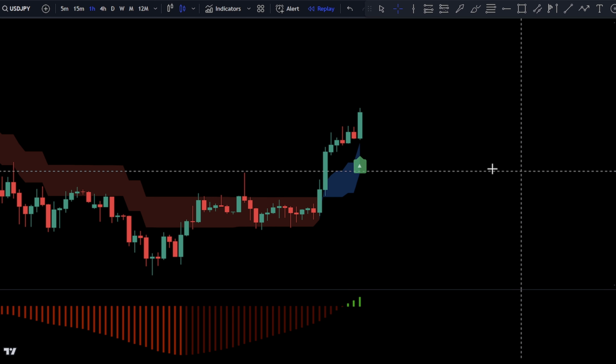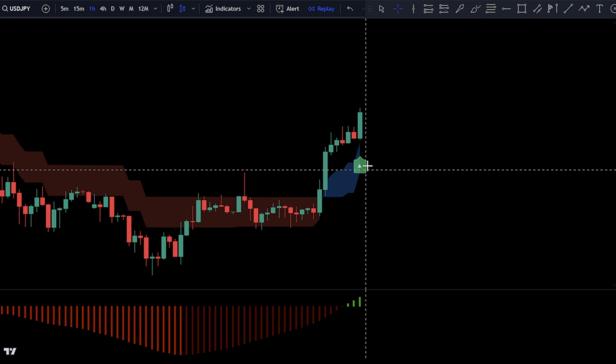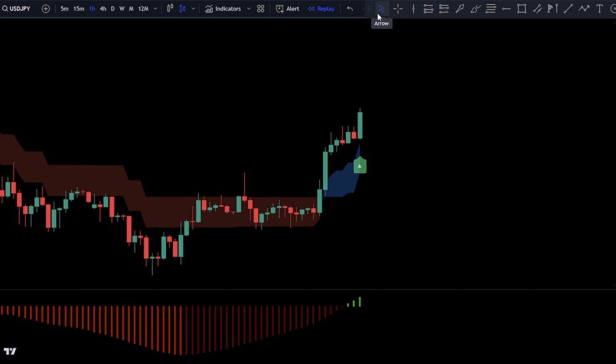For our first condition, we need a buy signal to appear. This can be either a normal buy signal or a strong buy signal. When the buy signal is confirmed, the NeoCloud should be blue, which serves as our second entry condition.